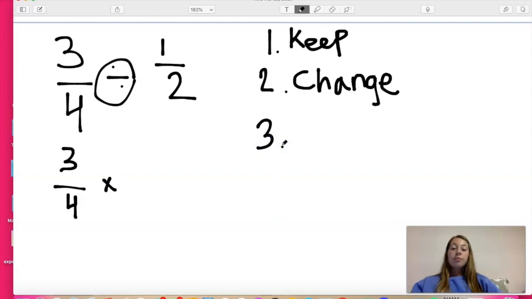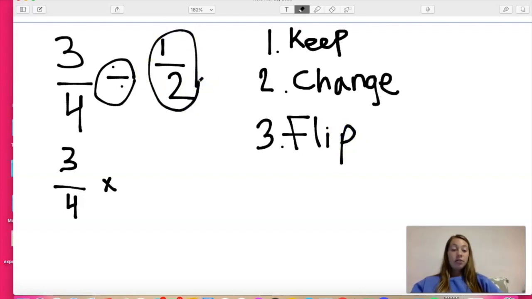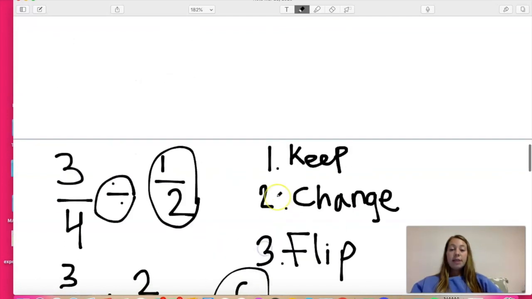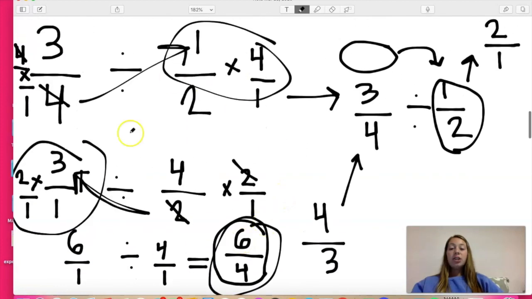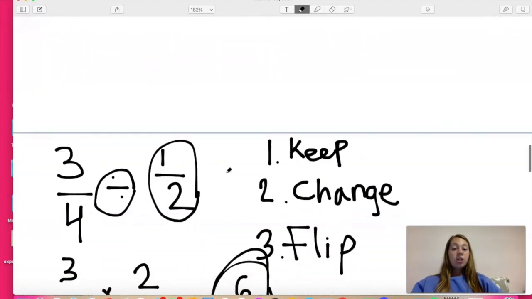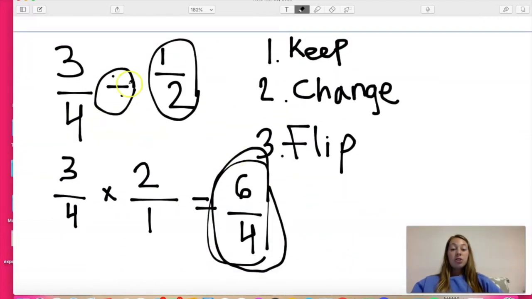Third step, flip. So when I say flip, I'm saying take the reciprocal of the right side of the equation. So this one is a half. So we're taking the reciprocal of a half, which is just 2. So now all we have to do is solve this equation, and we know how to multiply fractions. So 3 times 2 is 6. 4 times 1 is 4. We got the same answer as we did up here. The way that I just showed you is just to explain and for you to better understand this more simple way. Okay?